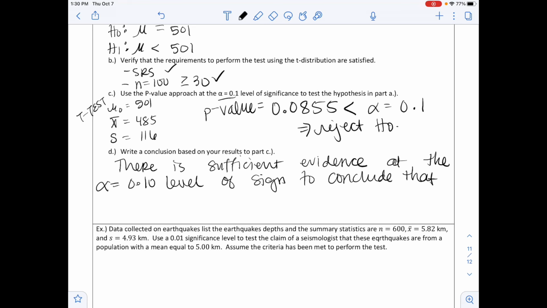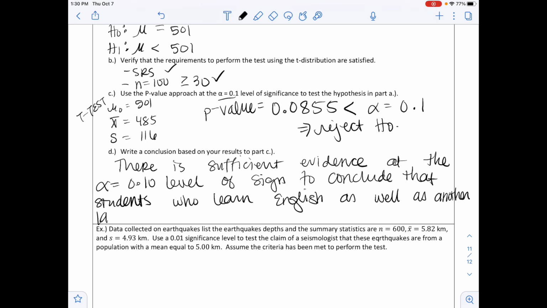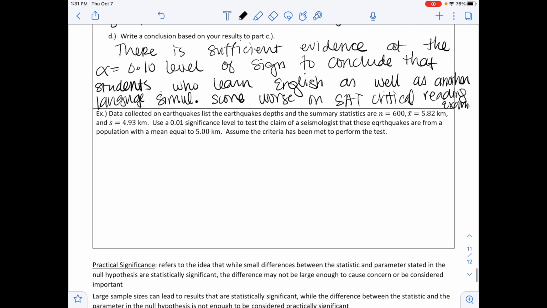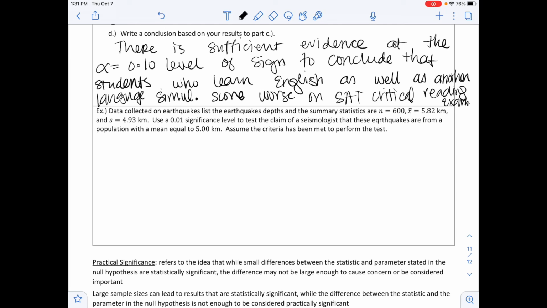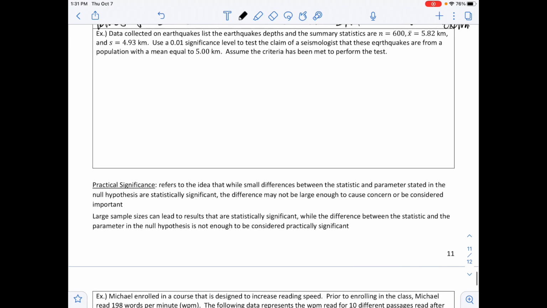So to conclude that students who learn English as well as another language simultaneously, I'll abbreviate that, score worse on the SAT critical reading exam. And again, you always put in your conclusion that alternative hypothesis, which is that the mean is less than 501. And you need to write about it in the context of the problem.